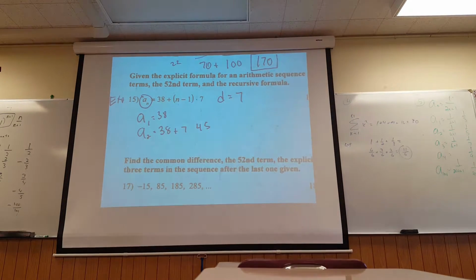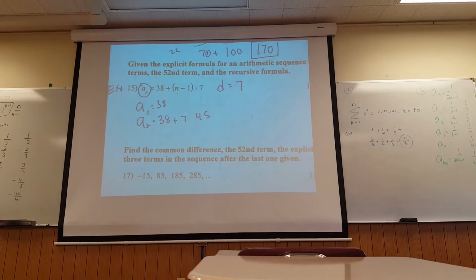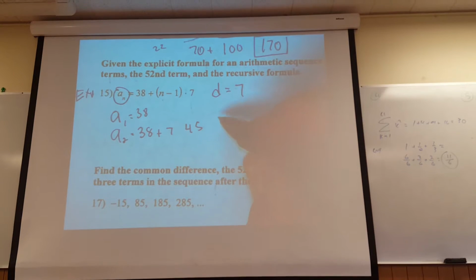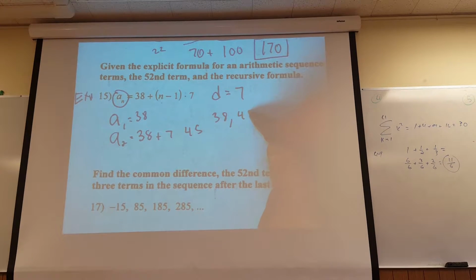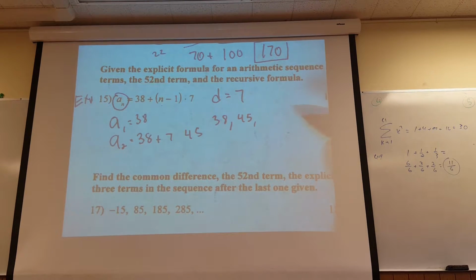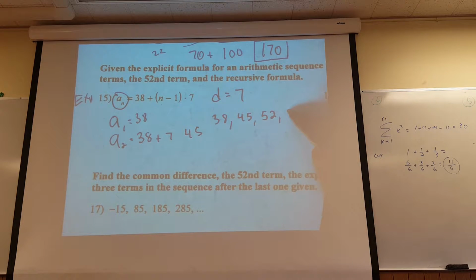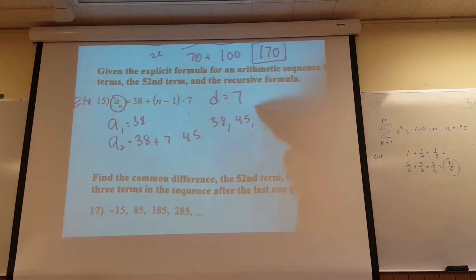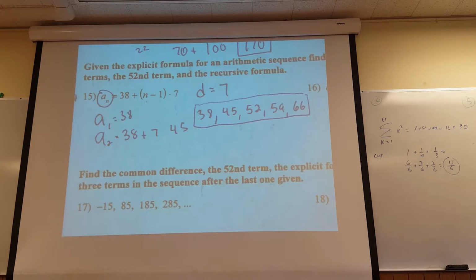Now, by the way, this is an arithmetic sequence. We are going to add the same number every time. So if I start with 38, the next one is 45. Do you know what the one after that is? 52. What's the next one? And then we have to go with 59. So then it's going to be 66. There are the first 5 terms, okay?